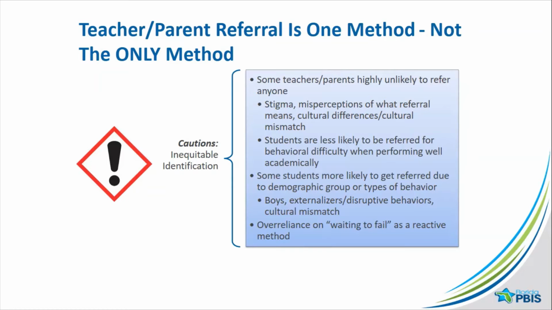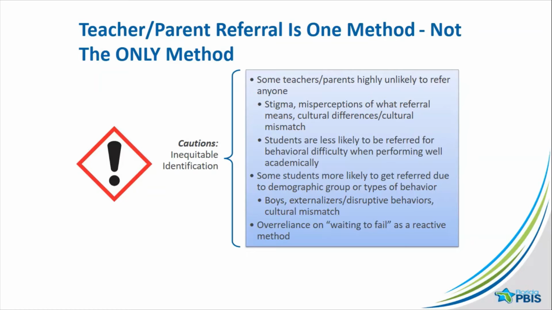And we know some students are more likely to get referred because of demographic variables or symptom type. For example, our boys are often caught much more often than our girls because they tend to have some of those externalizing or disruptive behaviors. And our girls have more of the internalizing behaviors and may tend to be overlooked or not caught as well.